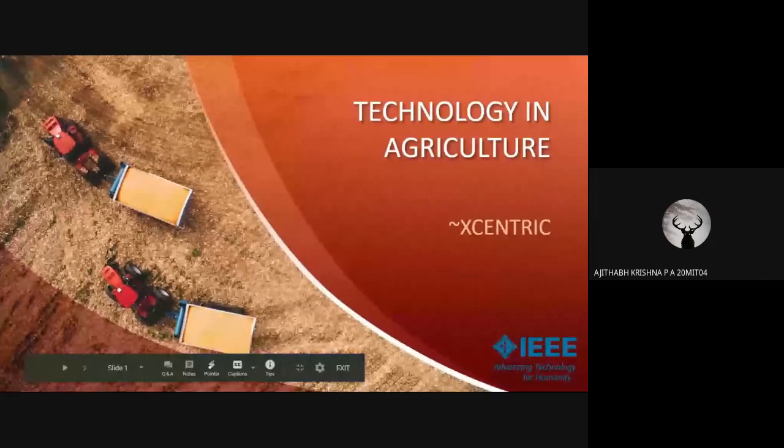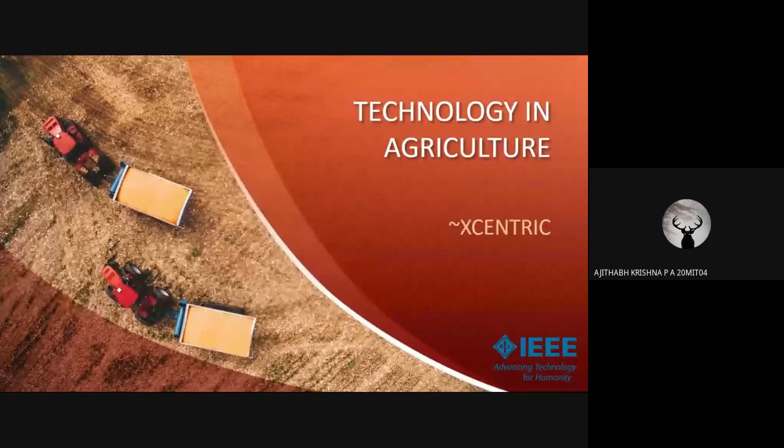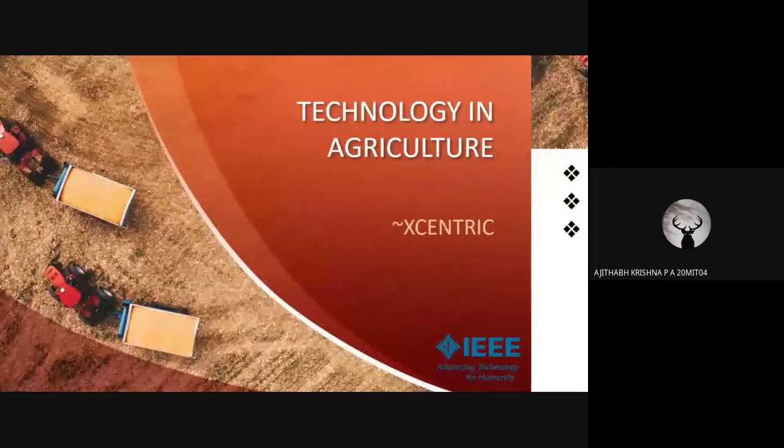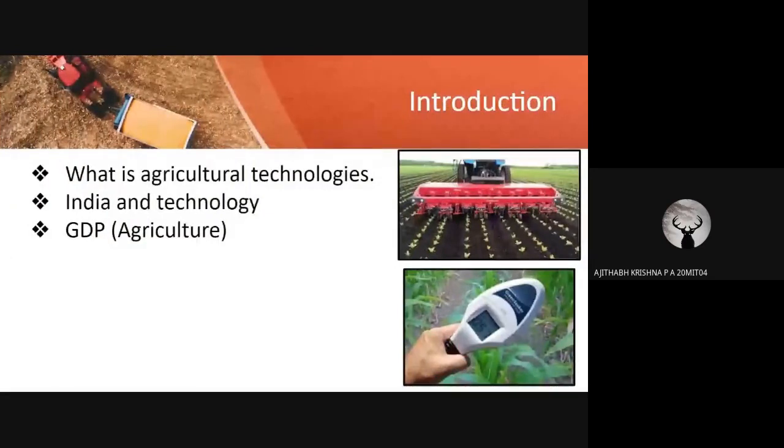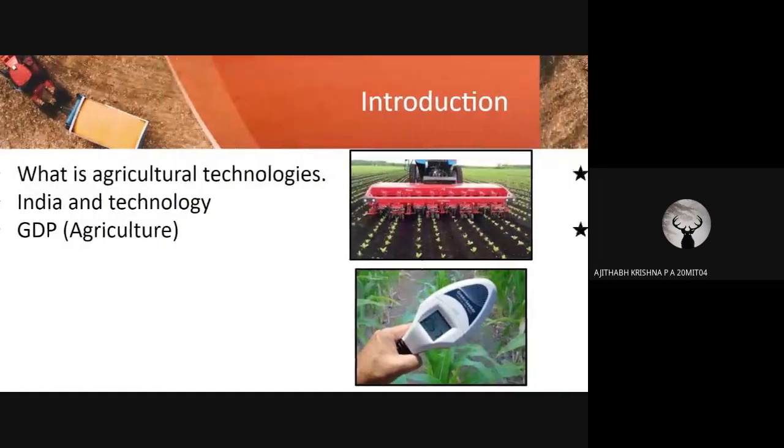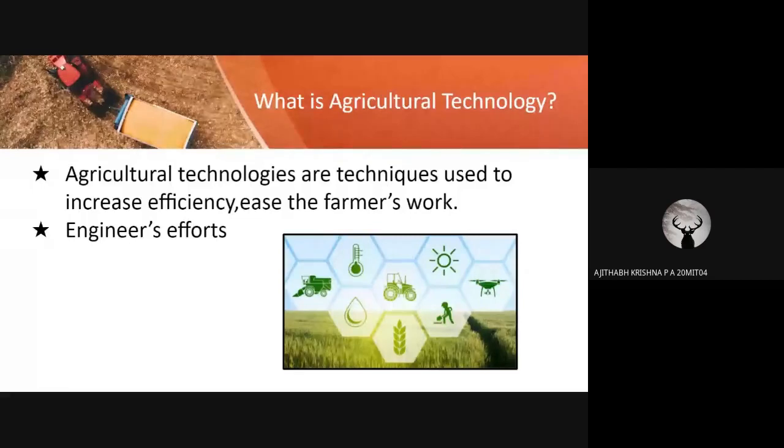To introduce, agricultural revolution is one of the milestones of today's civilization. So, first of all, what is agricultural technology? It is the application of techniques used to increase efficiency, ease the farmer's work, and control the growth and harvest of animal and plant products. Engineers are developing tools and machines to make the farmer's job a lot easier by technologies like automation, sustainable productivity.